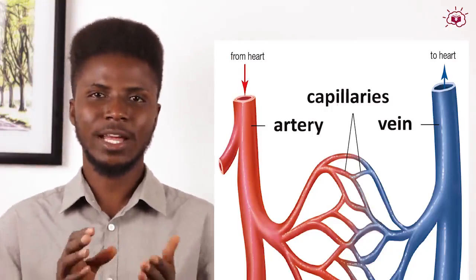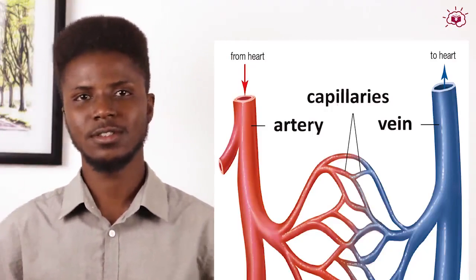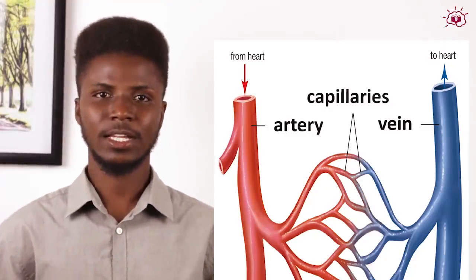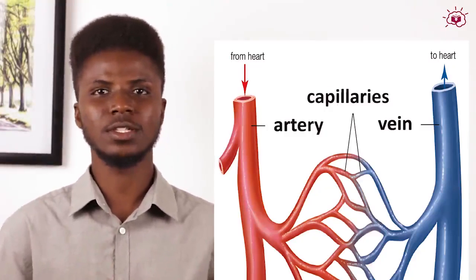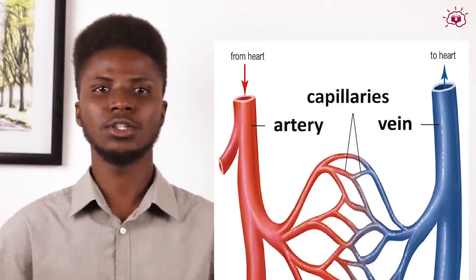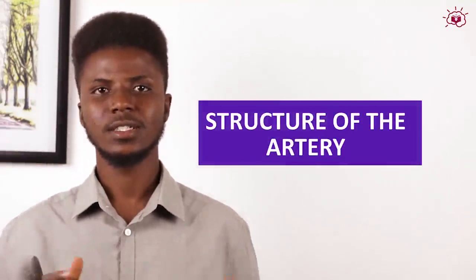So the capillaries are more like small streets between two major roads. I guess you remember it better like that. The capillaries receive those minute substances into the blood before moving them to the major blood vessels. Now, if you want to look at the structure, the artery has thick muscular walls, and this is as a result of the high pressure at which blood is pumped out of the heart.